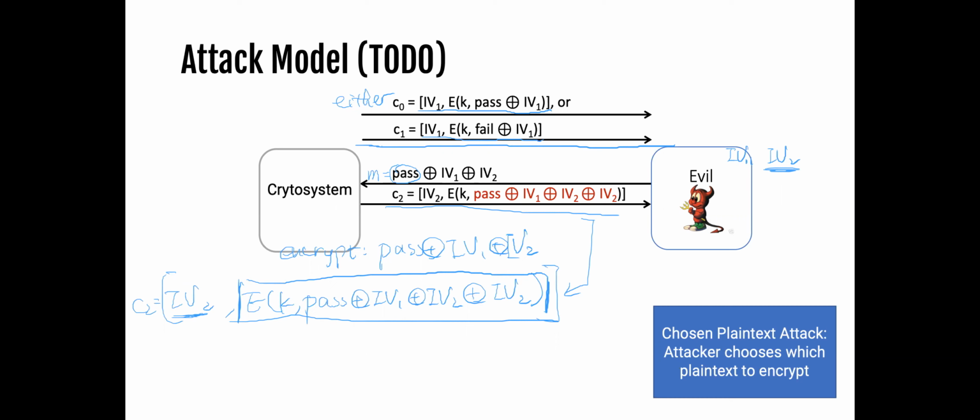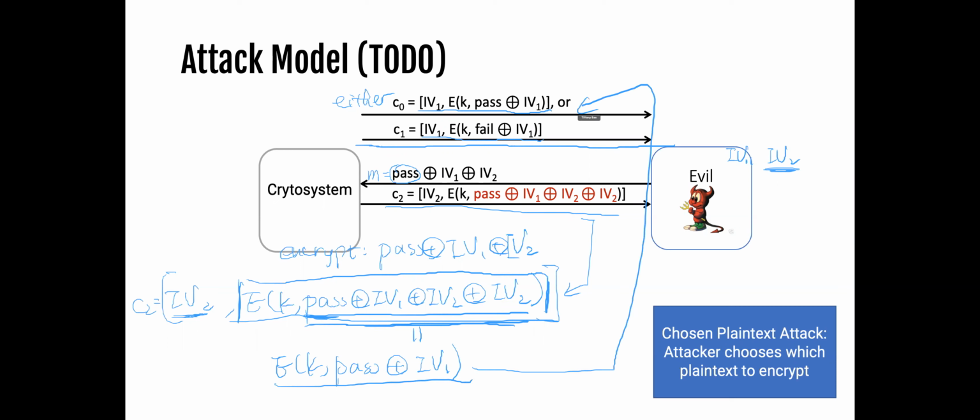Because if we look at this message, and especially if you look at this part, this is equal to pass XOR IV1, right? So the entire encrypted message is equal to this, which is exactly the same as one of the previous messages.